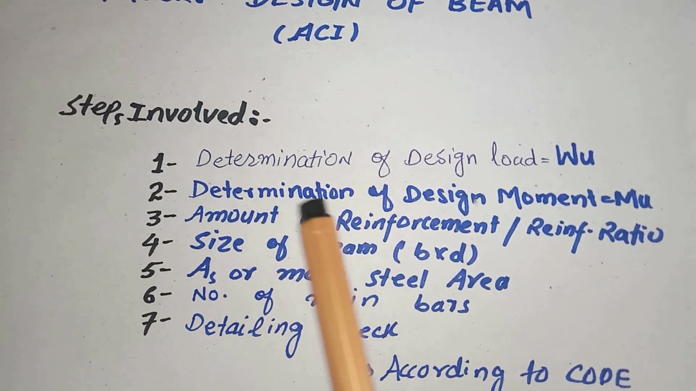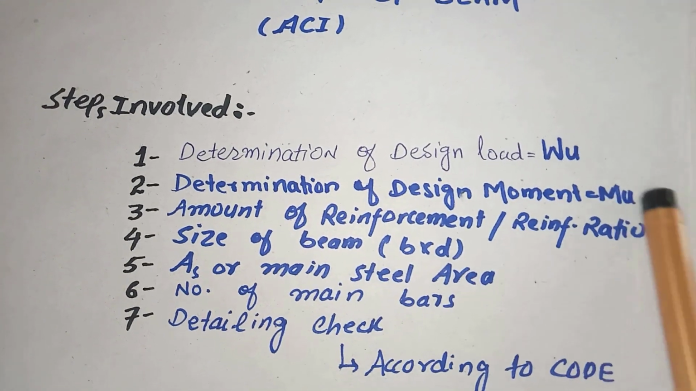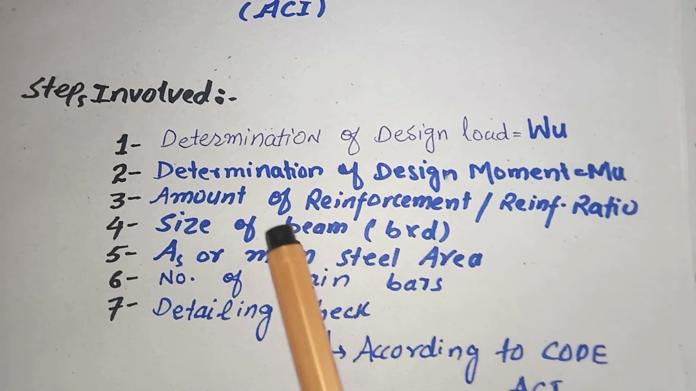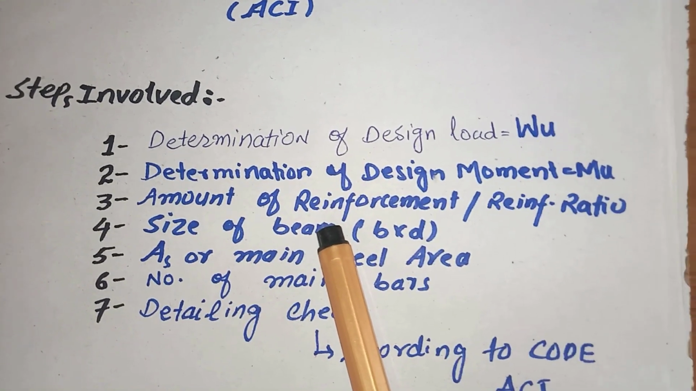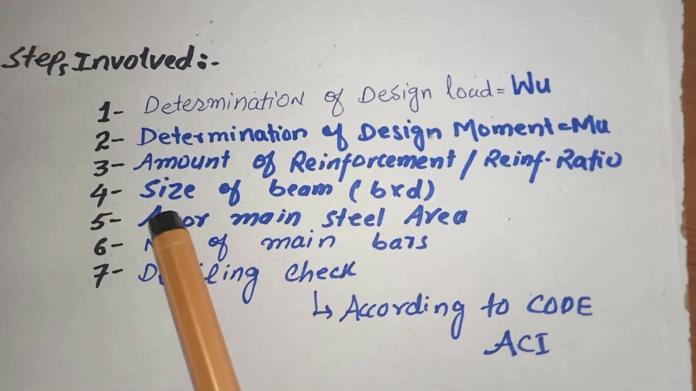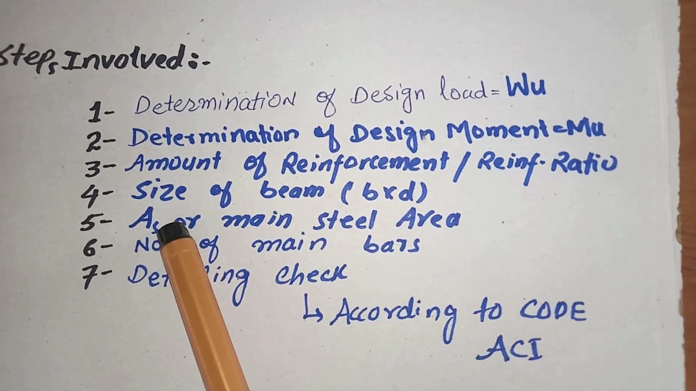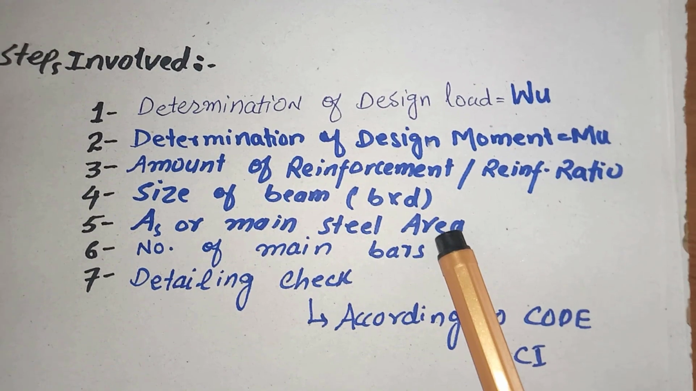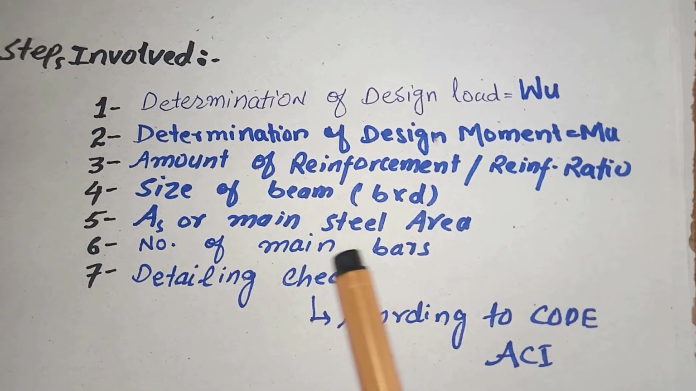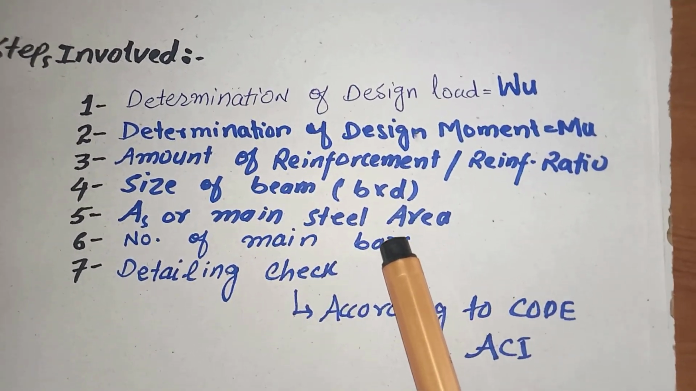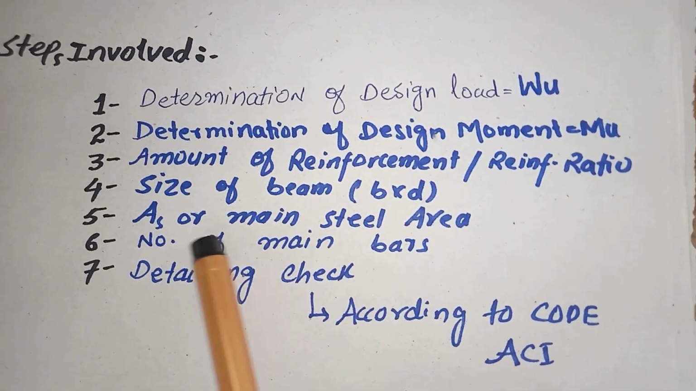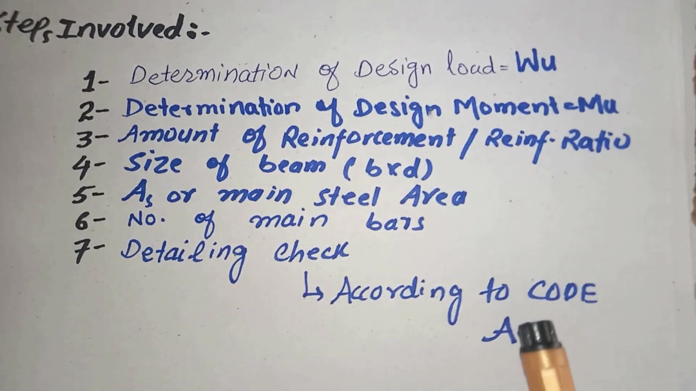The third step is to calculate the amount of reinforcement, or the reinforcement ratio. The fourth step for designing a beam is the size of the beam: what will be its width, what will be its depth, the effective depth. The fifth step is AS, to calculate the main steel bar area. The sixth step is to calculate the number of main bars, how many bars are required for that beam cross section. Number 7 is the detailing check. We will check this detail according to code ACI.